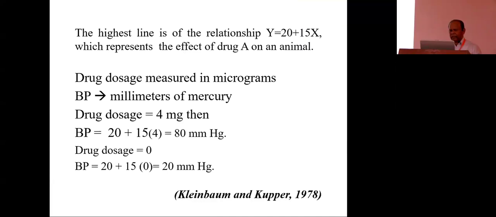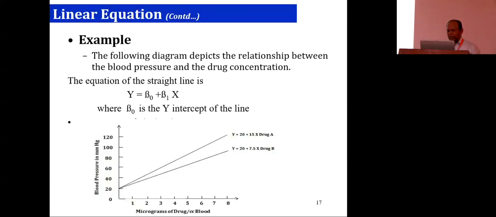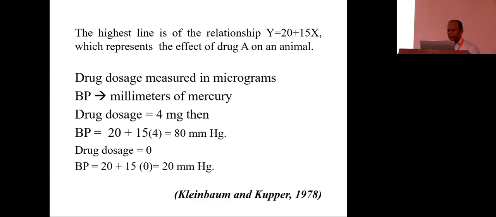Here today, what do we say? For example, in drug A, the regression coefficient B is 15. If 1 unit increase in your drug dose, 15 units change in your blood pressure. So if I increase the dose by 4 units, what kind of change happens in the regression? That is a simple calculation which you do.